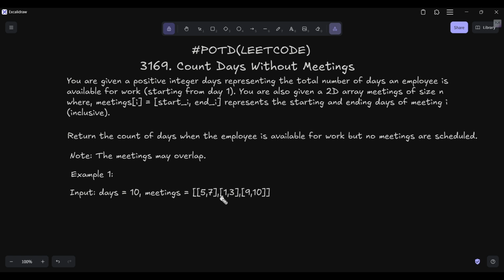So if you see, 1st to 3rd day, and after that 4 is missing. On the 4th day he is not doing any meeting, he is doing from 5th to 7th. Then 8th is also missing, so on the 8th day he is also not doing any meeting. Then 9th to 10th. The total number of days is 10, so 10 is also included. So the 4th and 8th days are the days that remain.